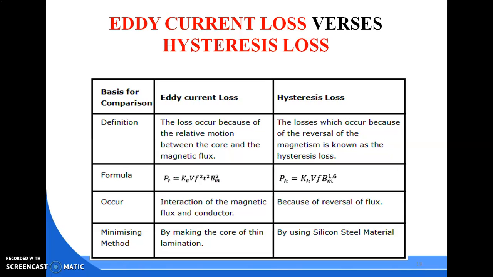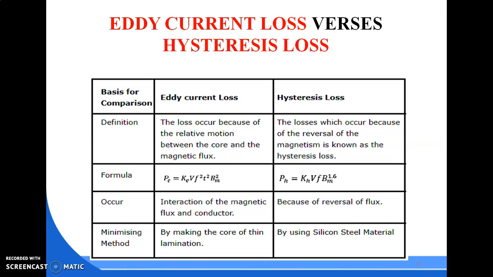What is this? Eddy current loss occurs due to the interaction of magnetic flux and conductor. That's why it occurs due to the interaction between the magnetic flux and conductor. But hysteresis loss occurs because of the reversal of flux.